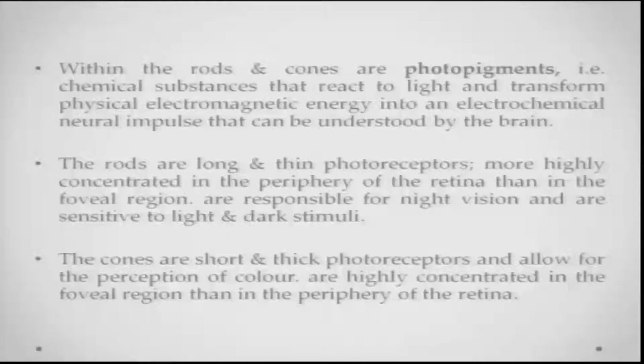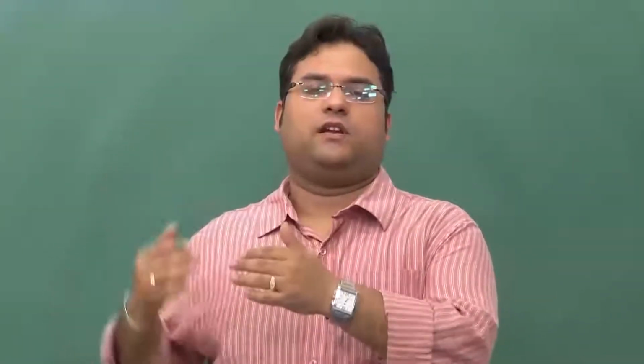The rods are long and thin photoreceptors, more highly concentrated in the periphery of the retina than in the foveal region. So, you will find rods are more concentrated in the outside regions of the retina, and they are basically responsible for night vision and are sensitive to light and dark stimuli. Rods are more useful when there is less light, in night scenarios, because they are basically reacting in binary to whether there is light or darkness, the absence of light.